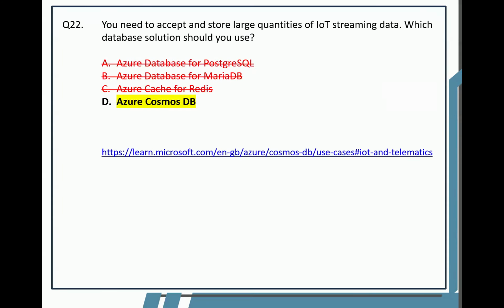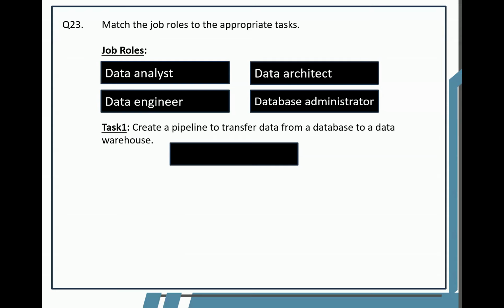Now, folks, question 23 is talking about matching the roles to the appropriate tasks. The roles in the question are data analyst, data engineer, data architect, and database administrator. The first task being talked about here is create a pipeline to transfer data from a database to a data warehouse. Now, folks, as I said in one of the previous questions, data engineers design and build data pipelines, ELT or ETL processes, and data movement workflows between systems.